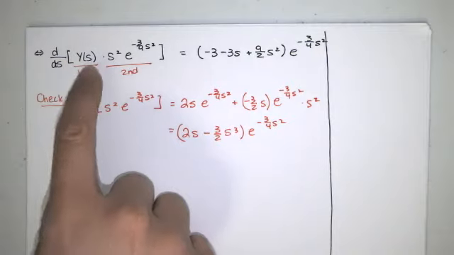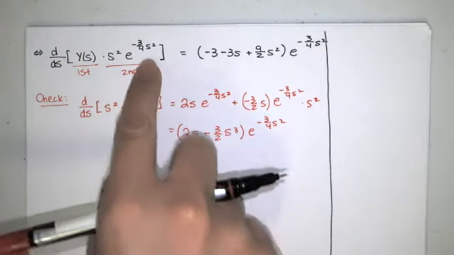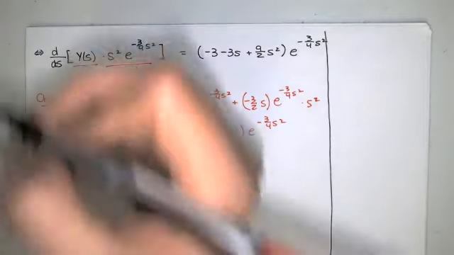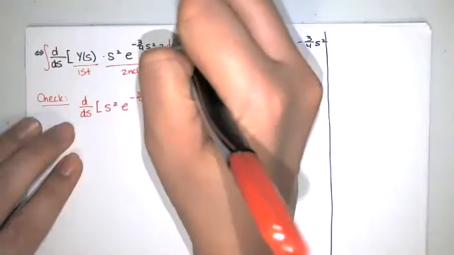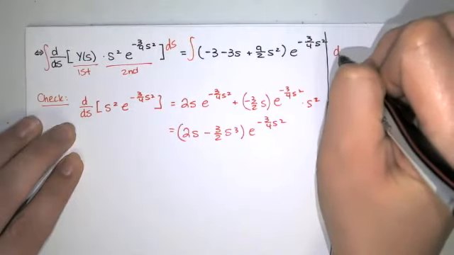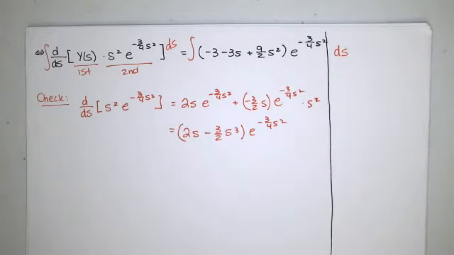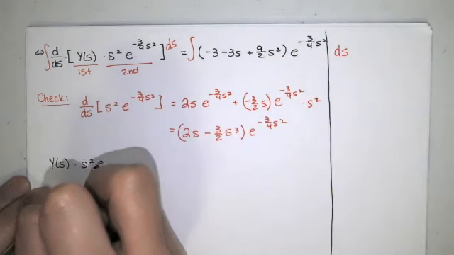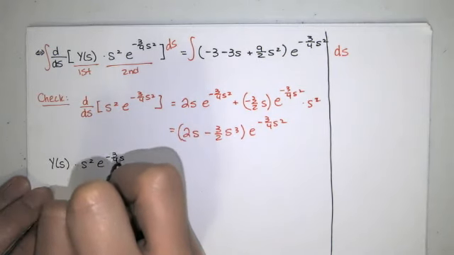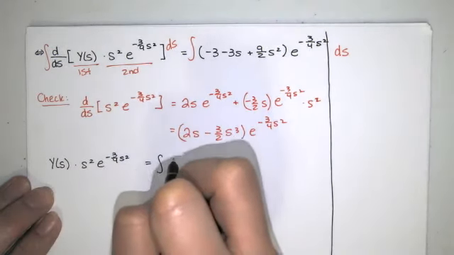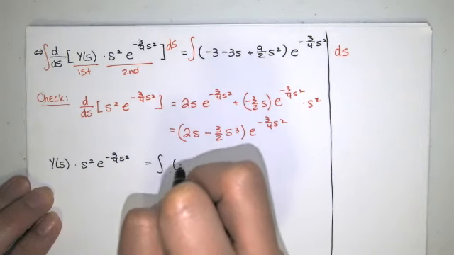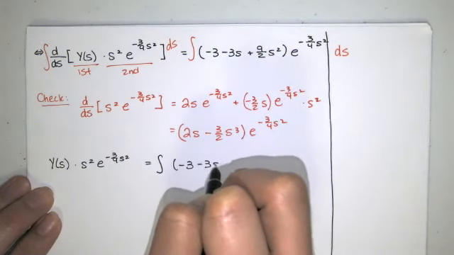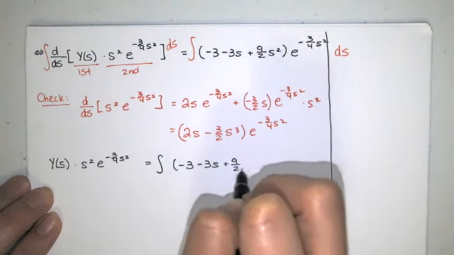So we're trying to get y of s by itself, and we have it multiplied by this, and then we take the derivative of that result. So to undo that differentiation, we take the antiderivative of both sides with respect to s. And then we have the left-hand side is just this product. And the right-hand side looks to be an impossible integral. But it turns out it's actually not.